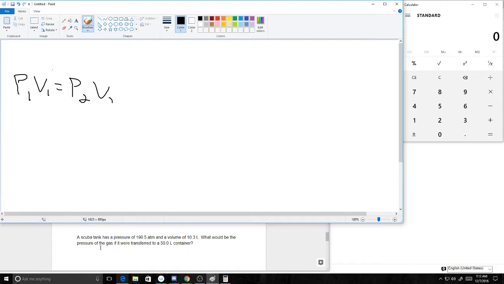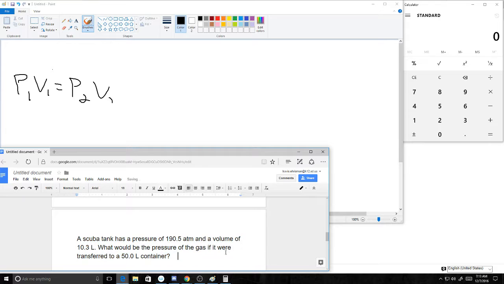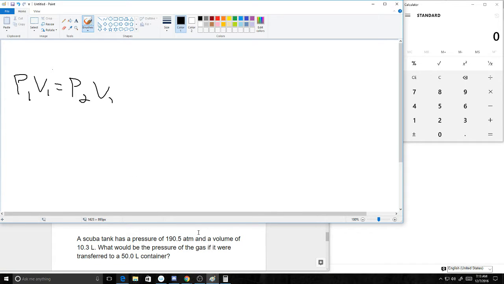Alright, so down here it says a scuba tank has a pressure of 190.5 atmospheres and a volume of 10.3 liters. What would be the pressure of the gas if it were transferred to a 50-liter container? Alright. First thing I would suggest we do is, let's actually figure out what these values are.